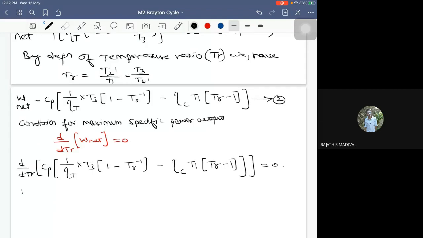1 divided by efficiency of the turbine into T3 into differentiation of 1 is 0 minus, I will write directly. Minus into minus becomes plus. TR whole to the power of minus 2. Correct? Correct me if I am wrong. Minus efficiency of turbine into T1 to 1 minus 0. Is it correct, see?